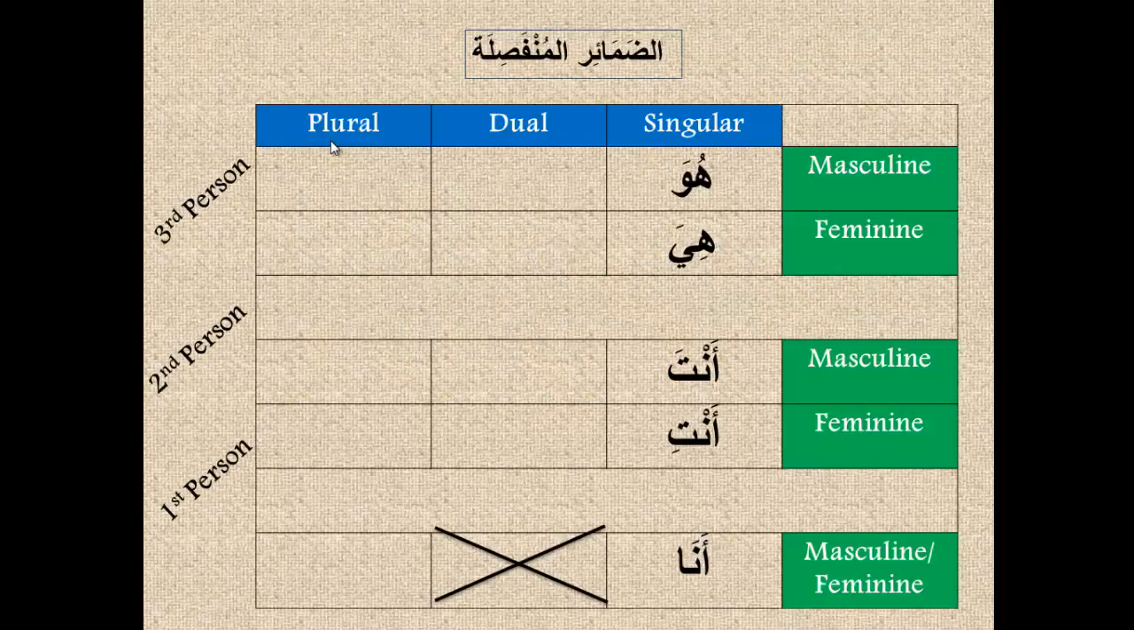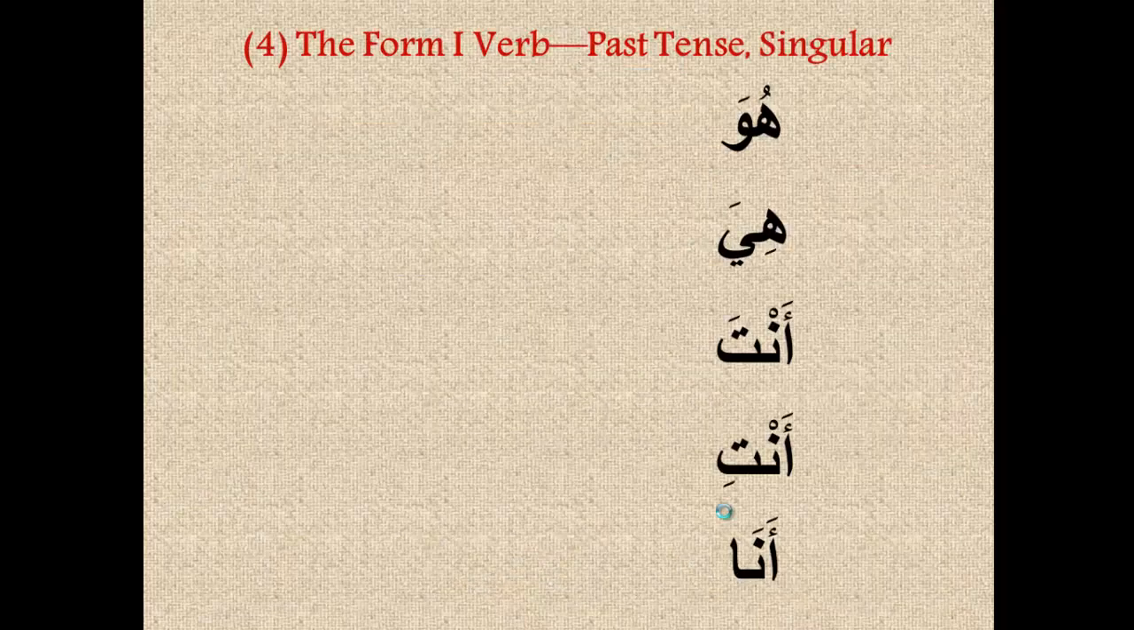Let's begin. Here is a review of ad-Damaa'ir al-munfasila, which you learned a few minutes ago. We have huwa, which means he, hiya, which means she, anta, which means you, anti, which also means you. Anta is for the masculine and anti is for the feminine, and ana, which means I, and it works for both genders. So here are the pronouns we learned today. Now we are going to learn conjugation.